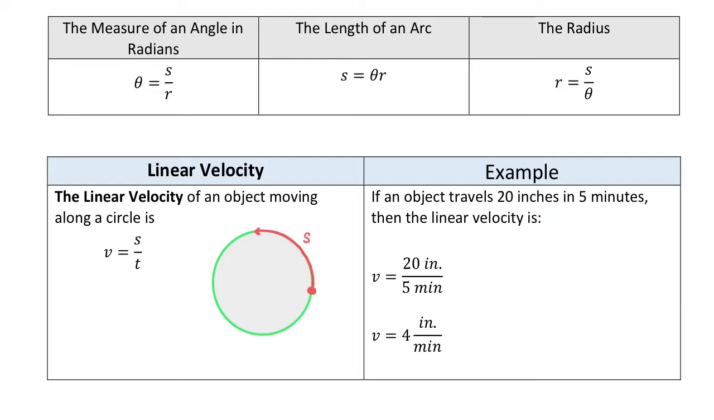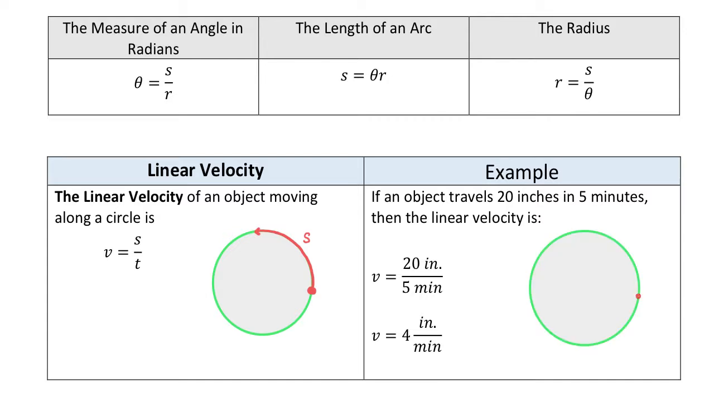This object travels a distance s along the circle. If we are given the time that this object needs to travel this distance s, then we can find the linear velocity by dividing the distance by the time. In the example to the right, an object travels 20 inches in 5 minutes.